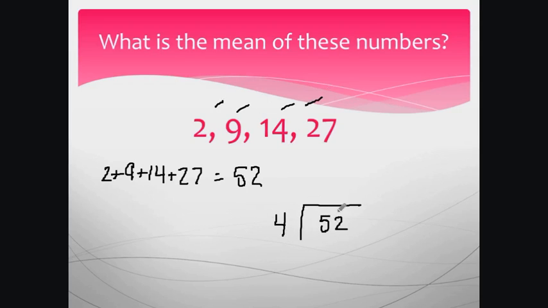52 divided by 4. 4 goes into 5 once. 1 times 4 is 4. Find the difference. And then 4 goes into 12 3 times with no remainder. So the average, or the mean, of these numbers is 13.